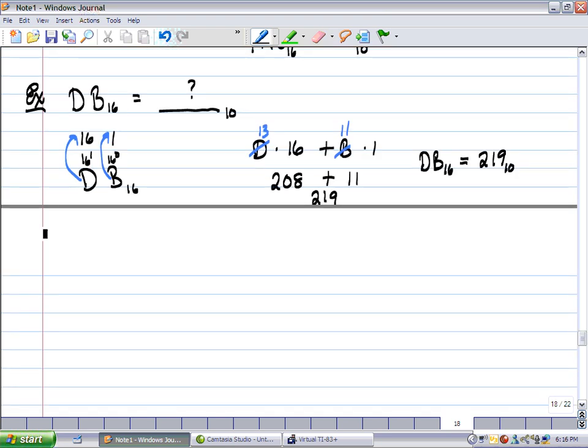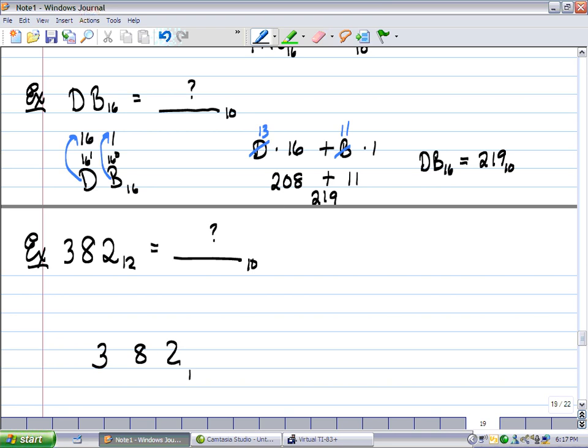And let's try one more. Let's do a base 12. Say you have 382 base 12. What's that going to be in base 10? Okay, so I have 382 base 12. I'm going to start with to the 0 power, to the 1 power, to the 2 power. Always starting with the 1's. 1 times 12, 12, and 12 times 12, 144.